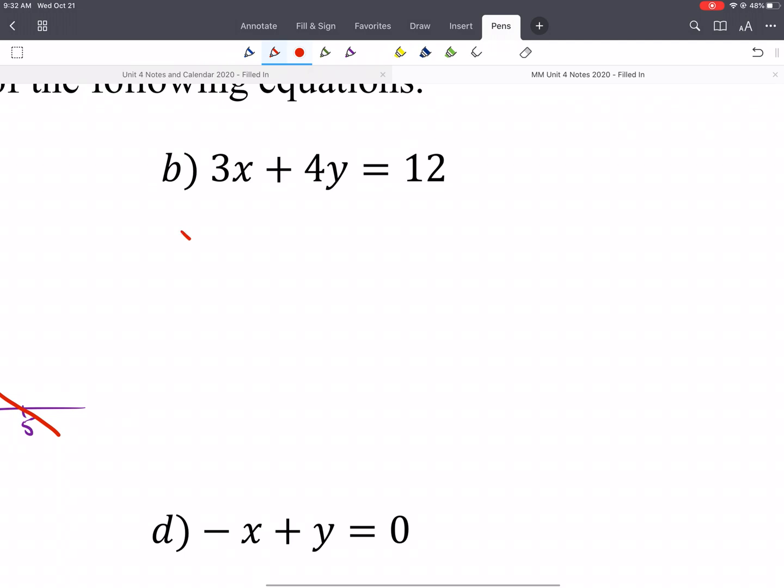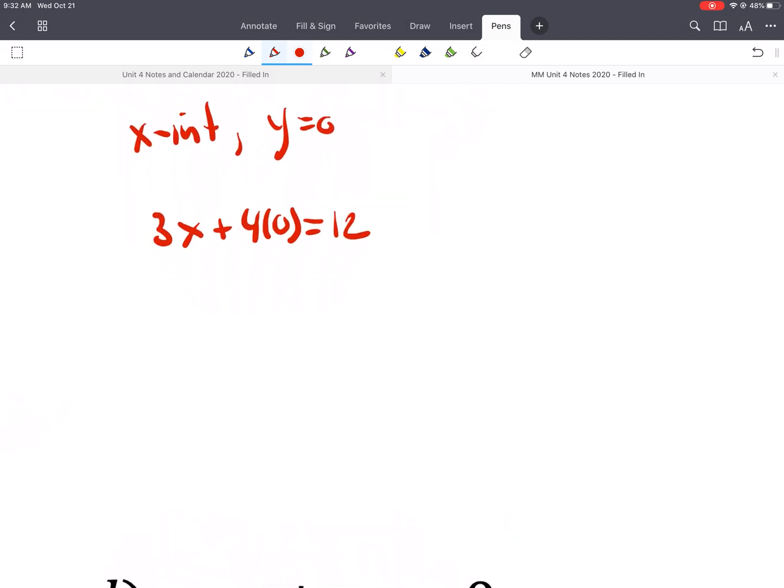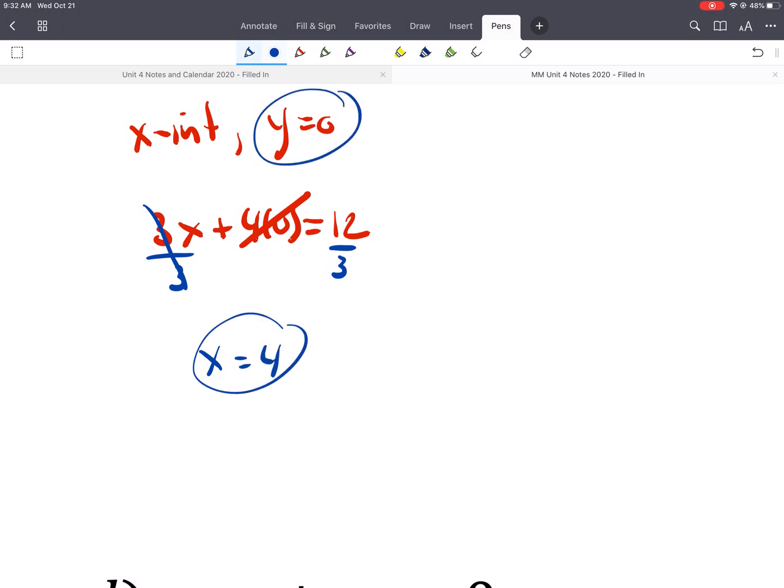Again, if we want to find the x-intercept, we set y equal to 0 and we solve. So we'll have 3x plus 4 times 0 is equal to 12. 4 times 0 is just 0. So all we need to do is divide both sides by 3. So we end up getting x is equal to 4. So our ordered pair will be (4, 0). So this is the x-intercept.